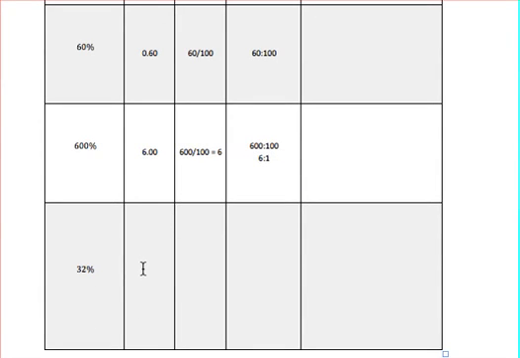32%, much easier. Remember, as a decimal, we need the 2 to be in the hundredths position. There it is right there. And 32 100ths is our fraction. And our ratio would be 32 to 100.